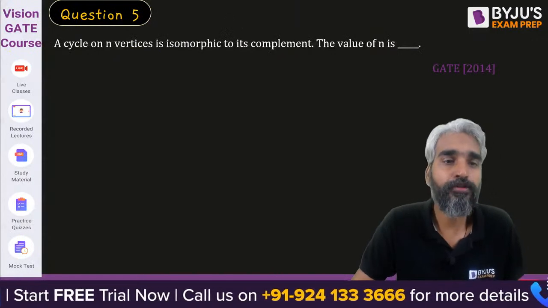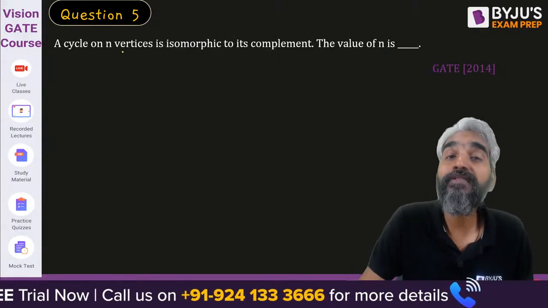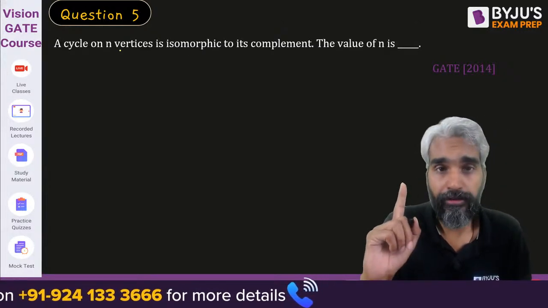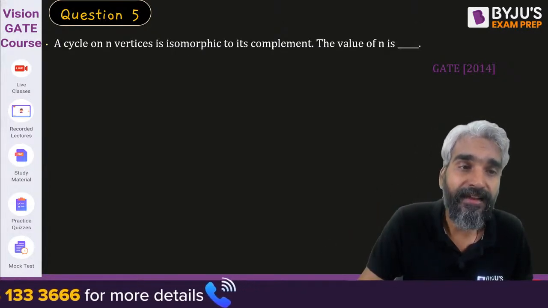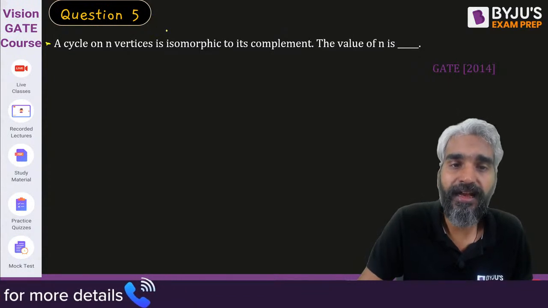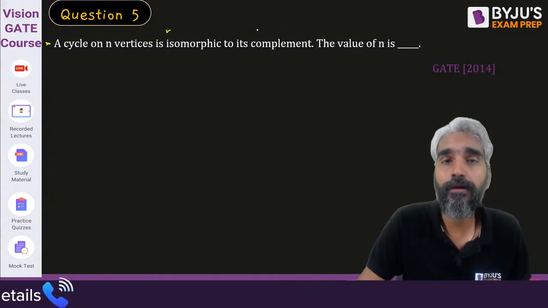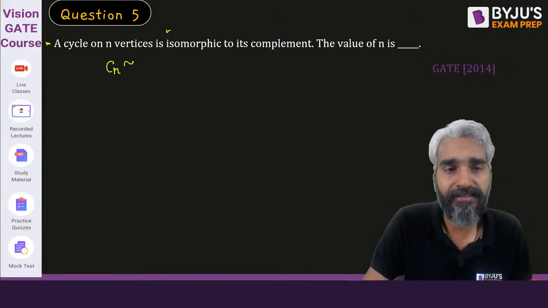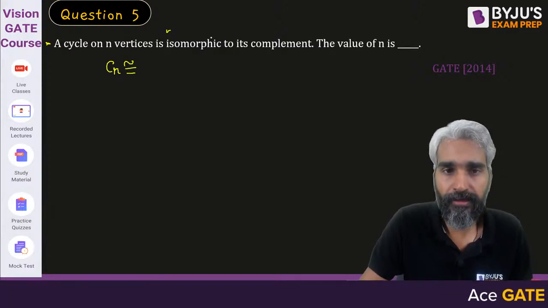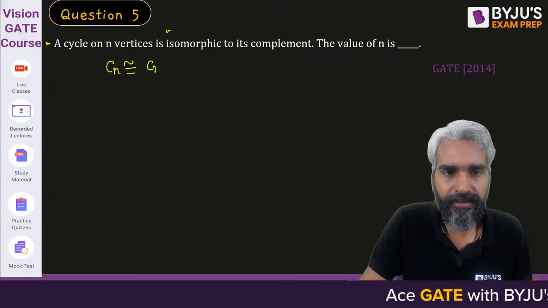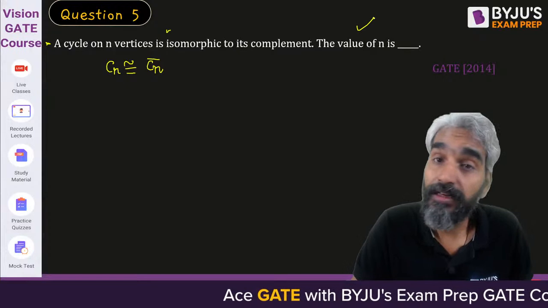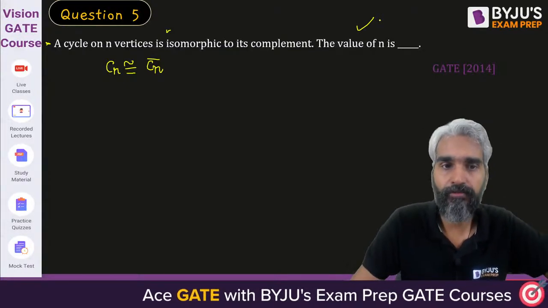Okay, next question. A cycle on n vertices. Again the question of isomorphism. A cycle on n vertices is isomorphic to its complement. So basically what is being said is that a cycle of n vertices is isomorphic to its complement. What will be the complement? The complement will be Cn bar. Now it is asking what will be the value of n?